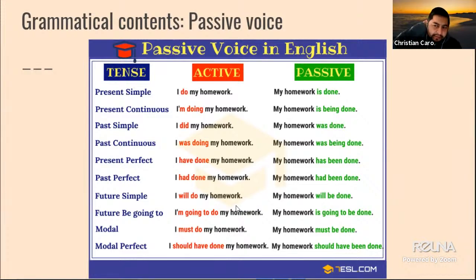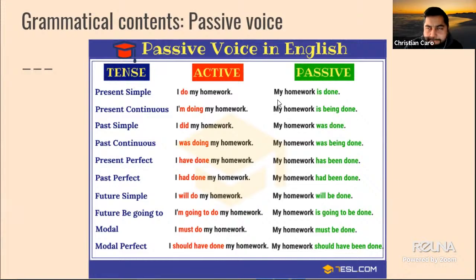What about the passive voice? It's the opposite, right? When we use the passive voice, the focus is on the object, not the subject. So basically, in this sentence, I do my homework, I is the most important thing regarding the active voice. Passive, in this case, homework. The homework is the focus, right?